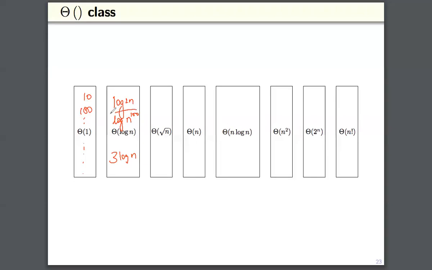Now, can you tell me why is log n power 100 in this class? So log of n to a constant power is just a constant times log n. 100 times log n, right? That's the rule of logs. Okay, good. So similarly, you can define all these buckets or sets or classes of functions, and they are kind of distinct.